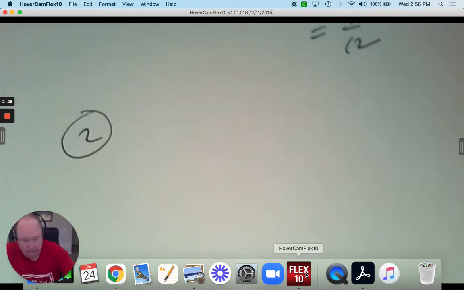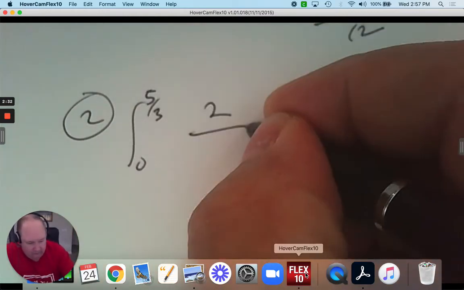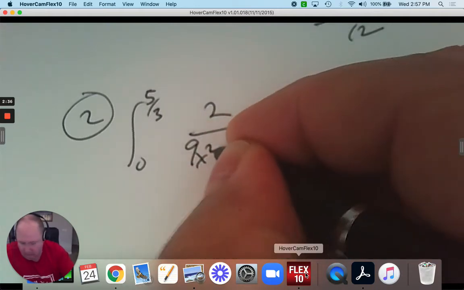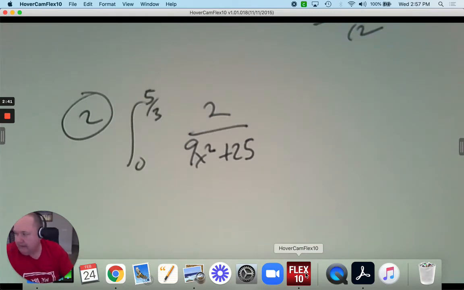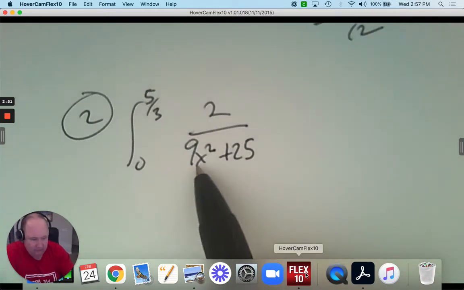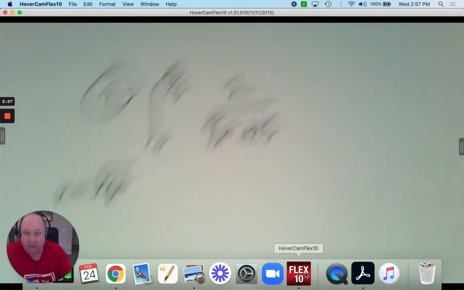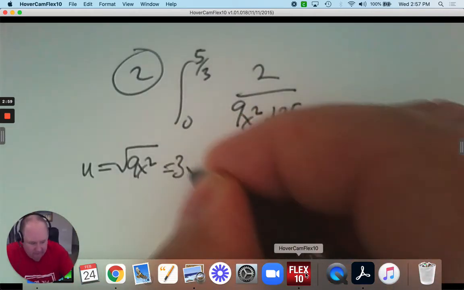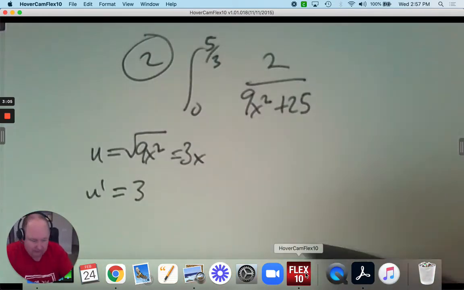In number 2, let me just write it down. We're integrating from 0 to 5/3, and it's 2 over 9x squared plus 25. So when it's tangent, how are we going to understand how to break this down? A few different things here. Think of something u and think of something in terms of a. So the u is the square root of 9x squared. It's always the variable. So that's 3x. And the derivative of 3x is 3. That's going to be the hook on top.